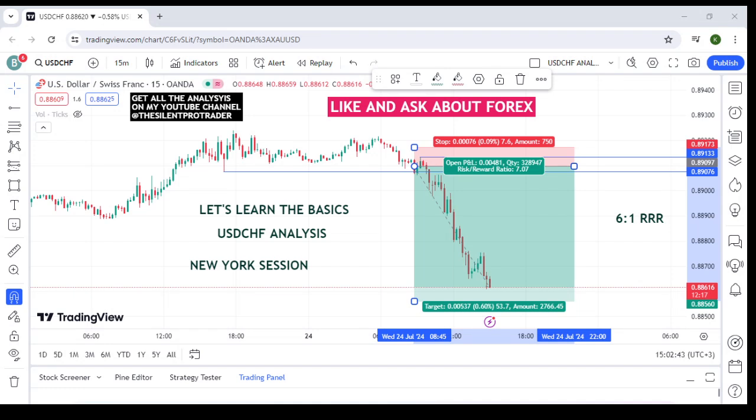Calculating pip values. Every currency has its own value relative to others, which means every currency pair pays out different amounts.